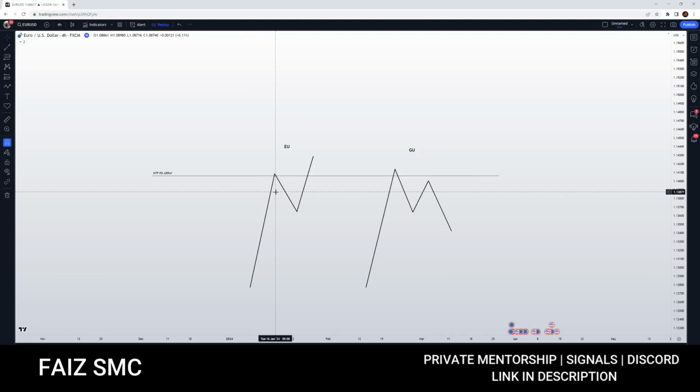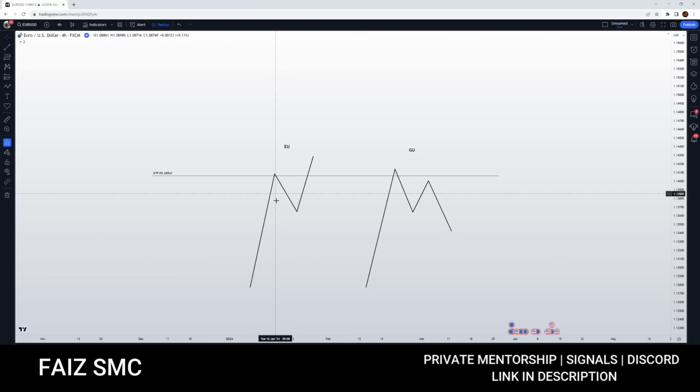Now, what is an SMT divergence? The SMT divergence happens between two or more correlating pairs or assets. So if there are pairs that correlate with each other, or there are assets that correlate with each other, for example, EU and GU, GBP JPY and AUD JPY, Bitcoin and Ethereum, NAS 100, S&P 500, US 30, right? Then you can look for SMT divergences.